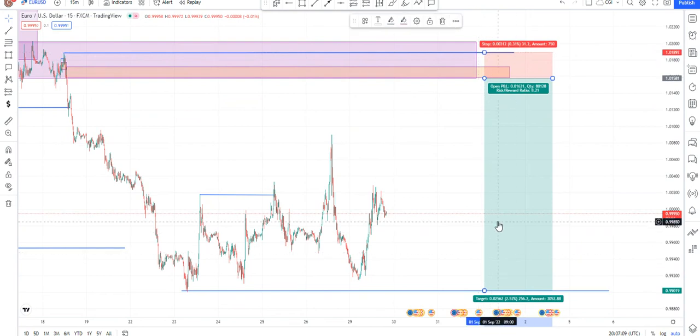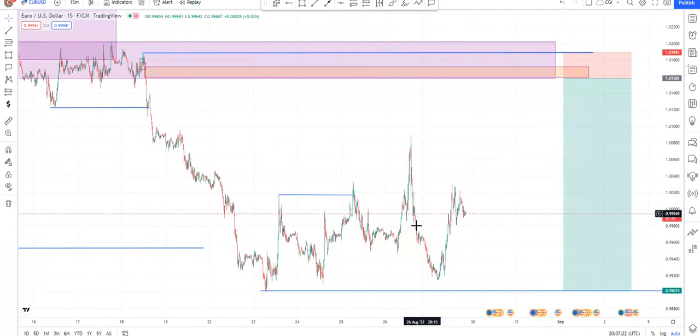Okay, so I'm looking at 30 pips for 256 pips. So yeah, this is just the basic trade idea on Euro USD.